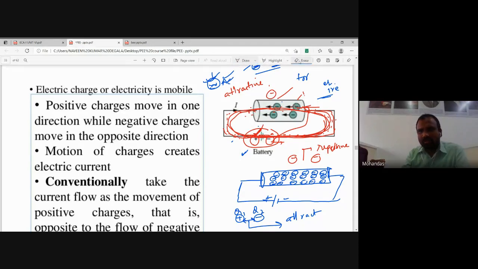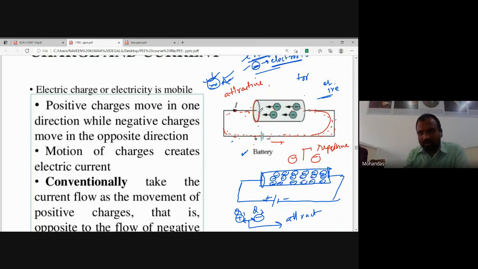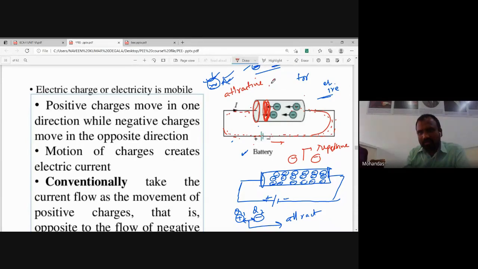Once the charges are moving, here we have to define one term called current. What do you mean by current here? To define a current, we have to take some cross-sectional area. It is a circular conductor. If I take a cross-sectional view at this particular point, cross-sectional view means if you cut this conductor into two portions, you can see this type of cross-section. A circle type of cross-sectional view will be there.